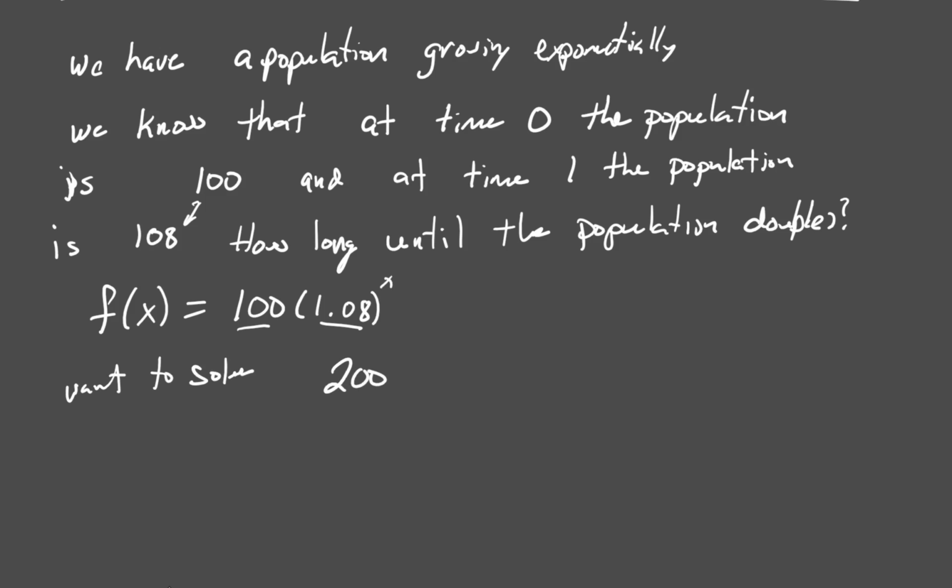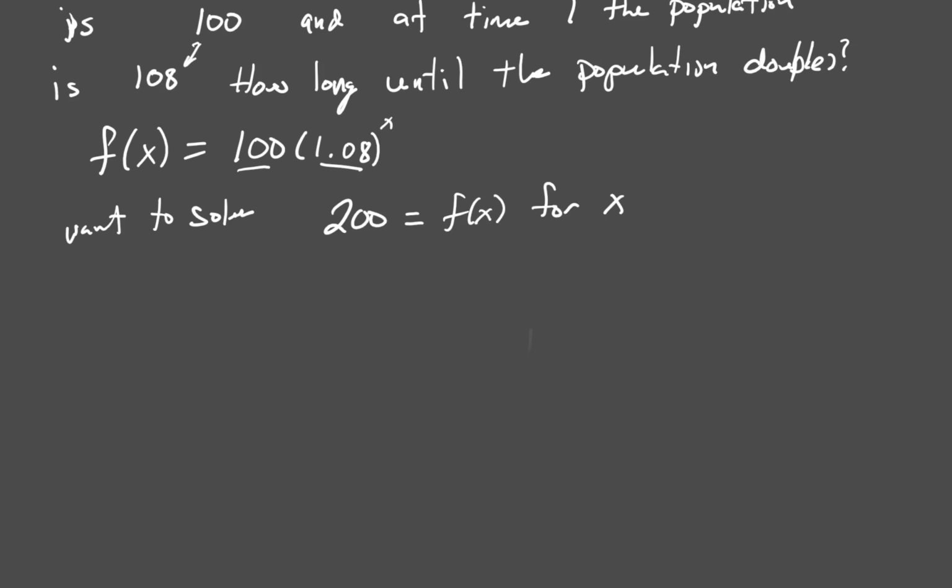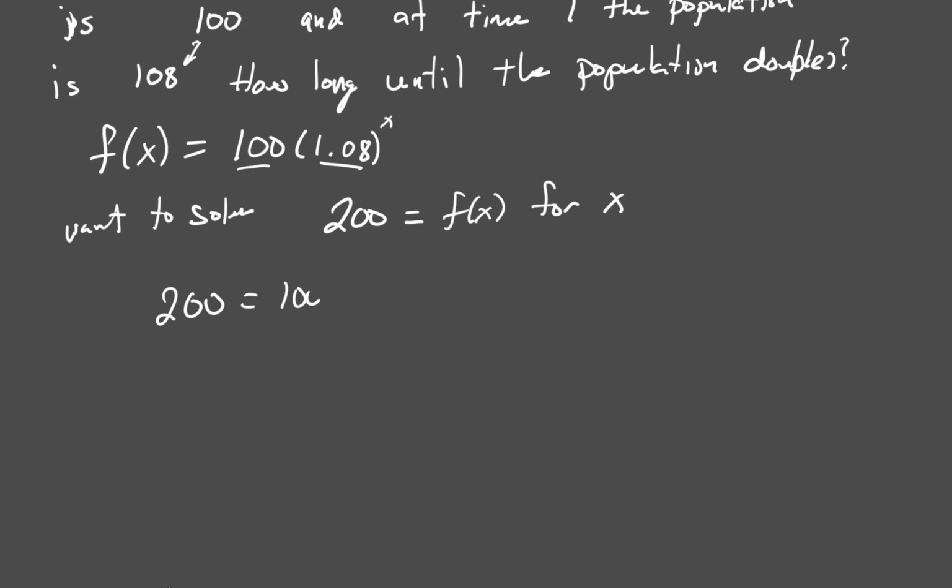So we want to solve 200, because we want to know how long it takes before I double the population. So 200 equals f of x for x. I want to know how much time it takes to double. So we've got this equation set up. I've got 200 equals 100 times 1.08 to the x. Okay, my variable's up in the exponent, and I need to get it down from there so that I can actually answer this question, right? I want x equals some number.